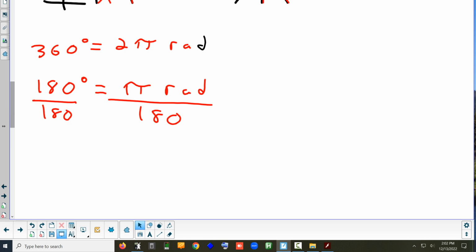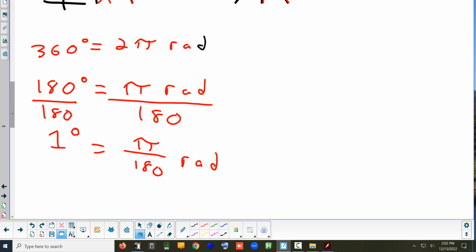So now let's see what it says. 1 degree equals pi over 180 radians. So there's a formula for exactly what 1 degree equals. 1 degree is pi over 180 radians. Now, we can use that formula to figure out everything we want to know.